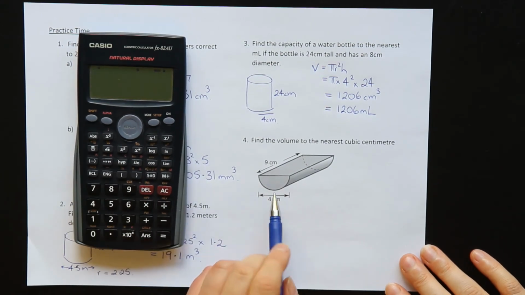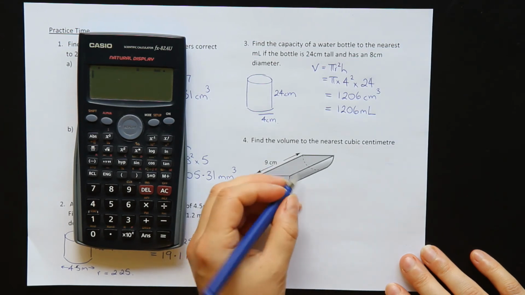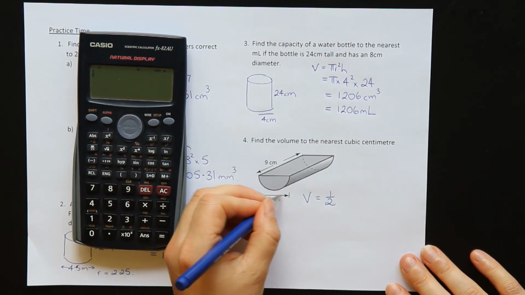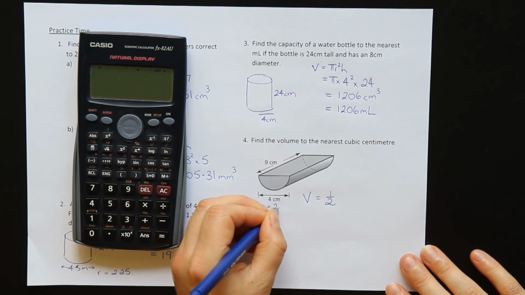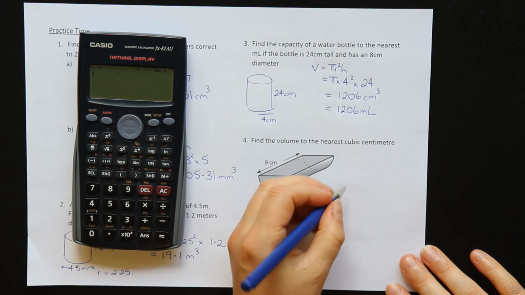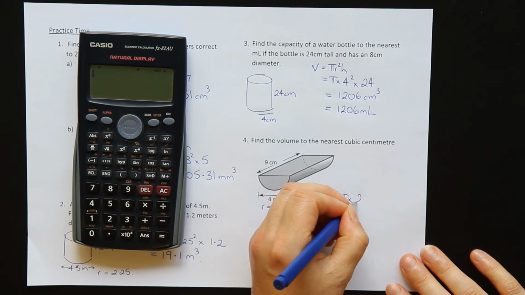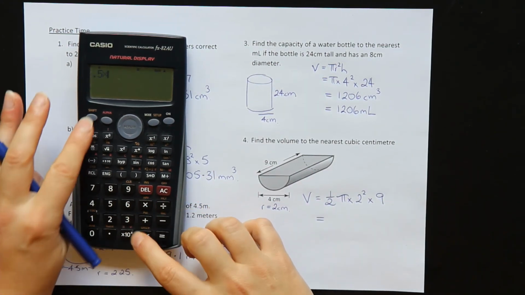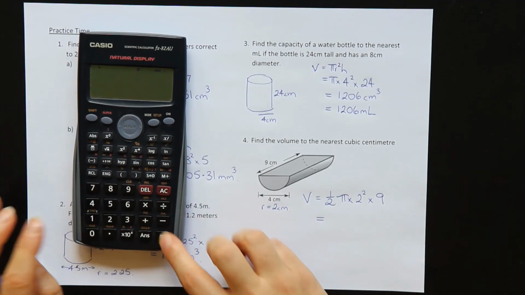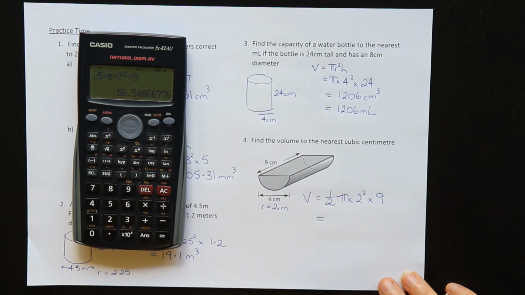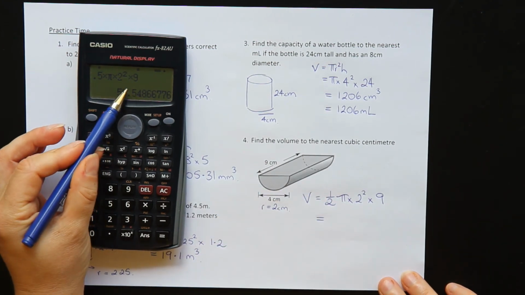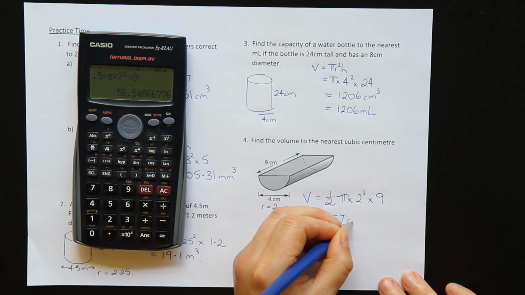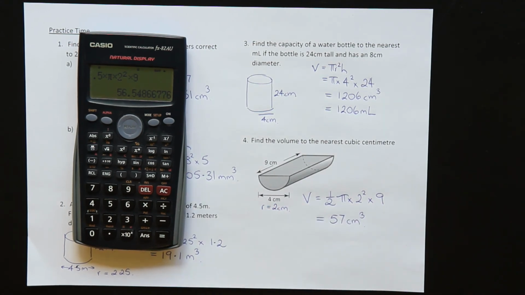And last one, we have half of a cylinder here. So all we have to do for that is to put a half in front of our formula. Also, diameter, so our radius is going to be 2 centimeters. So half times pi times 2 squared times the height, which is 9. Find the volume to the nearest cubic centimeter. So I have to round that to the nearest whole number. So that'd be 57 cubic centimeters.